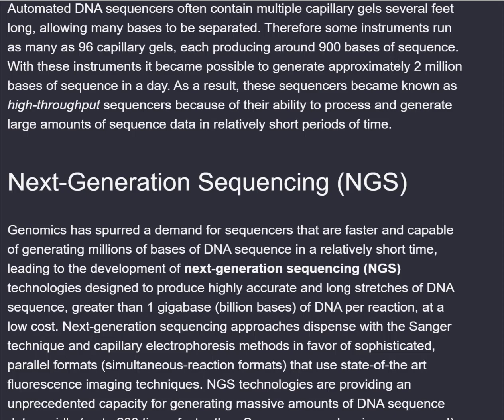Automated DNA sequencers often contain multiple capillary gels several feet long, allowing many bases to be separated. Therefore, some instruments run as many as 96 capillary gels, each producing around 900 bases of sequence. With these instruments, it became possible to generate approximately 2 million bases of sequence in a day. As a result, these sequencers became known as high-throughput sequencers because of their ability to process and generate large amounts of sequence data in relatively short periods of time.